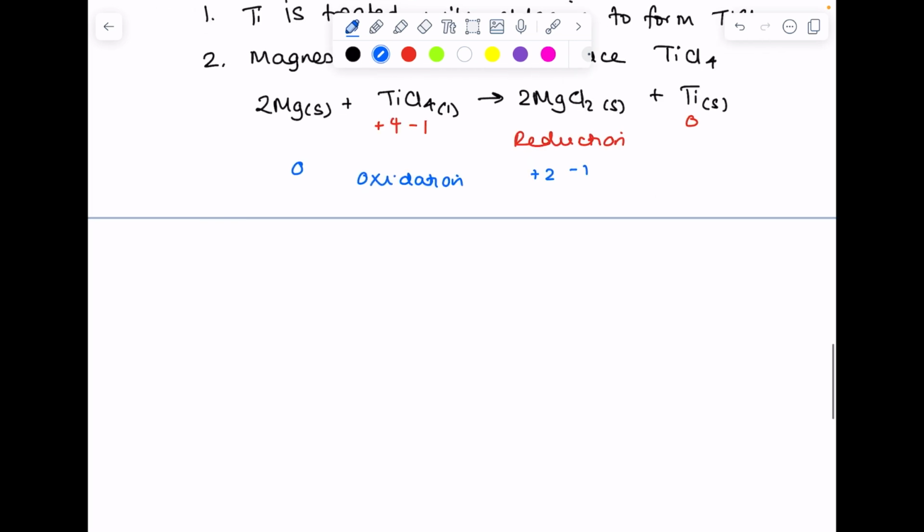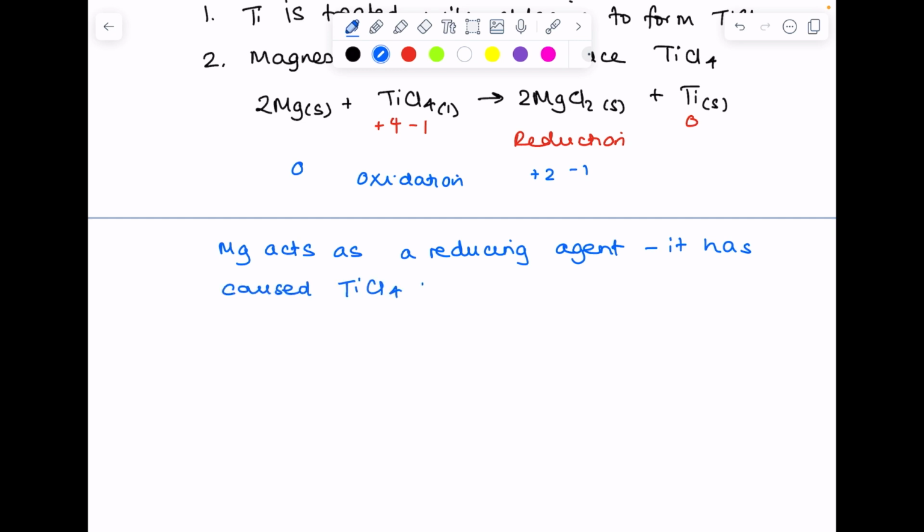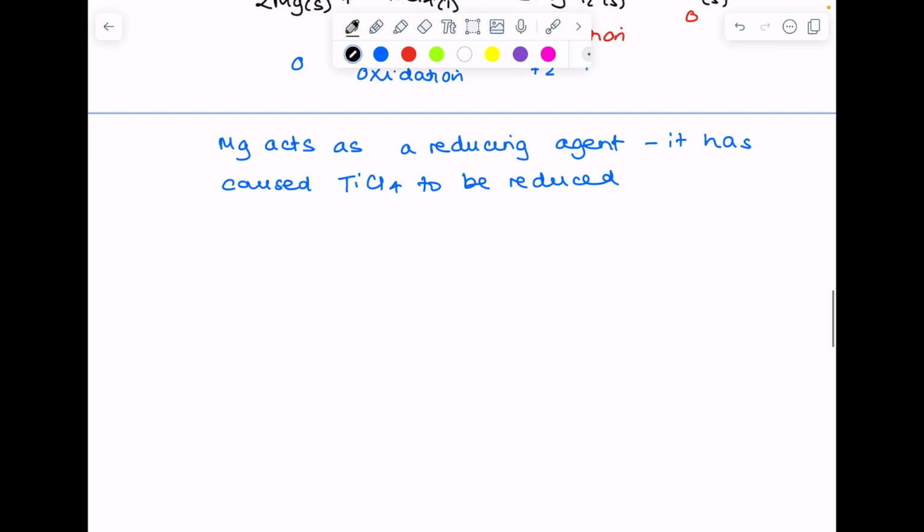So just to really point that out, the magnesium acts as a reducing agent. By definition, remember, reducing agents are always oxidized, which we can see has taken place here. So magnesium acts as a reducing agent. It has caused TiCl4 to be reduced. That's enough on titanium. Now let's talk about the role of magnesium as an indigestion medicine or treatment. So you need it in the form of magnesium hydroxide.